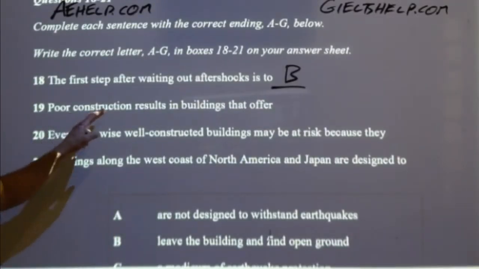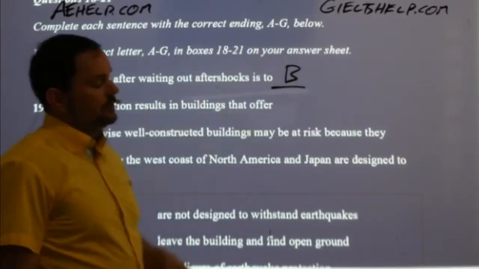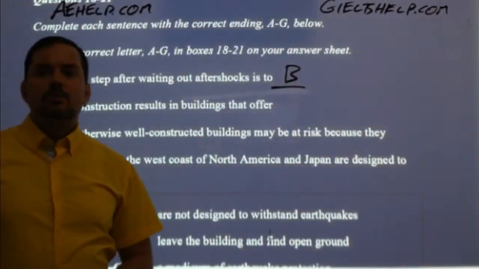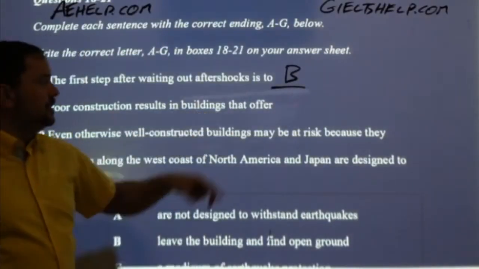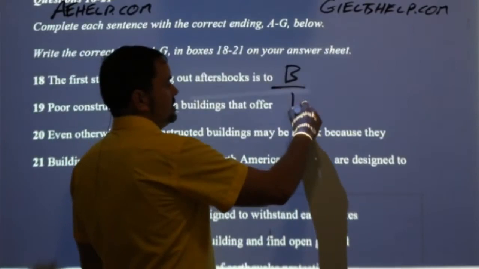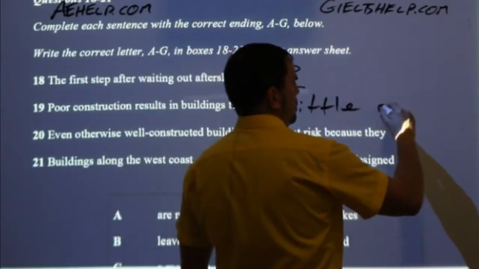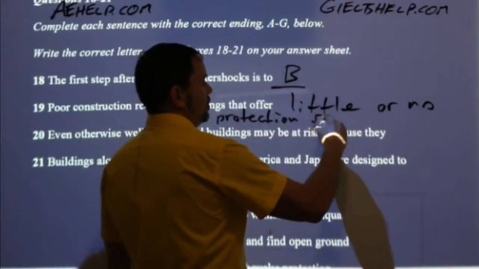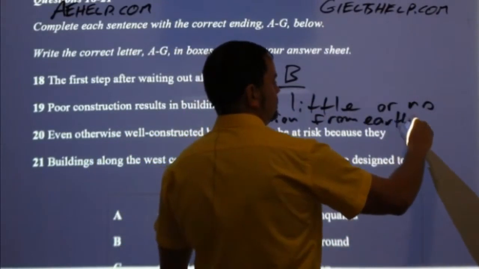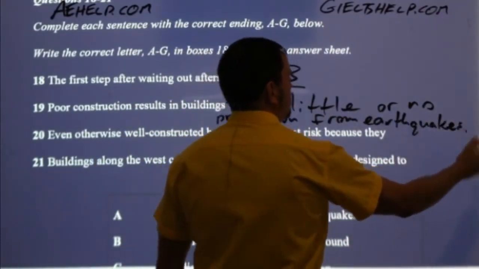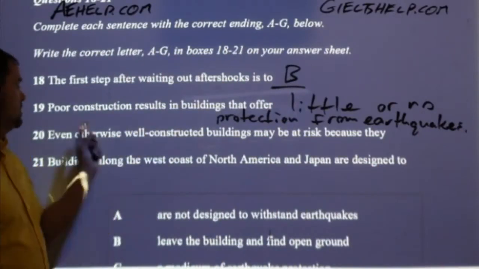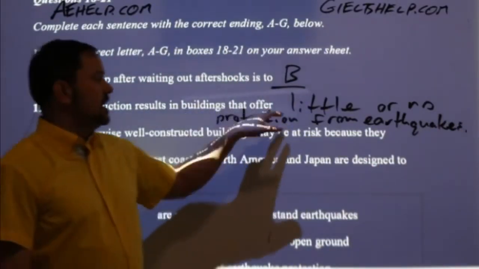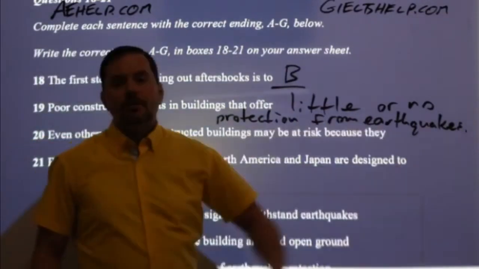Poor construction results in buildings that offer what? So poor construction results in buildings that offer, my finish here is little protection. Little or no protection from earthquakes. Okay, so that's how I would finish that sentence. Poor construction results in buildings that offer little or no protection from earthquakes. So I'm going to look for a match.